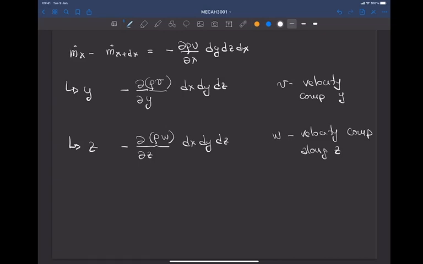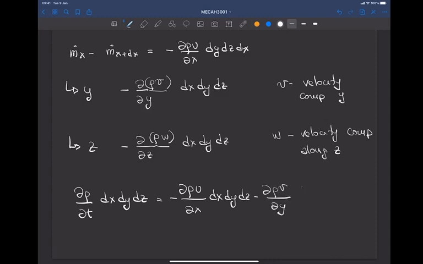Okay, so now we put everything together. The variation of mass is equal to the different flux contributions, and so what we get in the end is the derivative of rho in time dx dy dz equal to minus the derivative of rho u with respect to x dx dy dz, minus d rho v with respect to y dx dy dz, plus minus d rho w with respect to z dx dy dz.